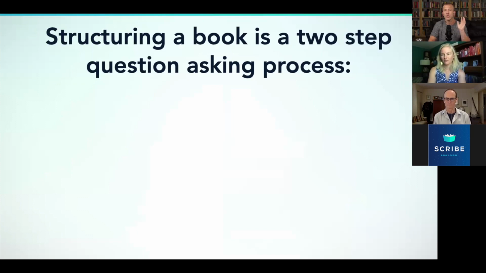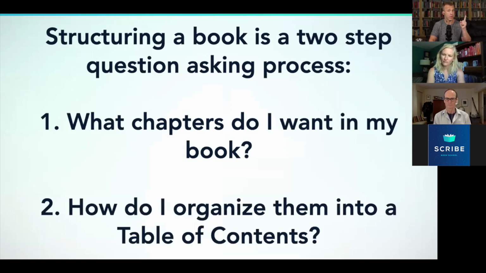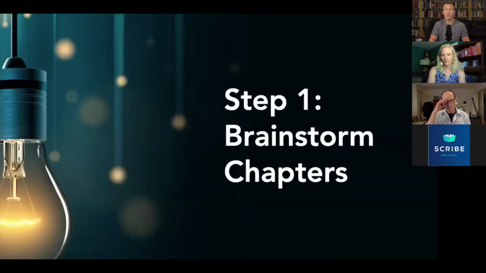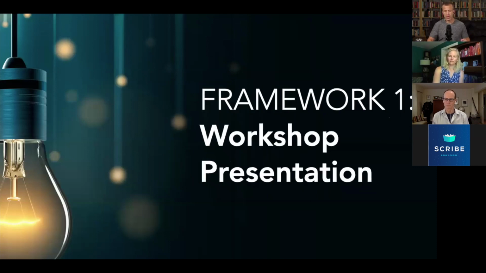Structuring a book is a two-step question asking process. There's just two questions. What chapters do I want in my book? How do I organize them into a table of contents, or into a book, basically, right? So let me take you through the two steps. The first step is brainstorming your chapters. Let me give you some frameworks for chapter brainstorming.